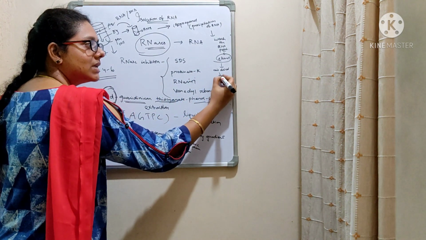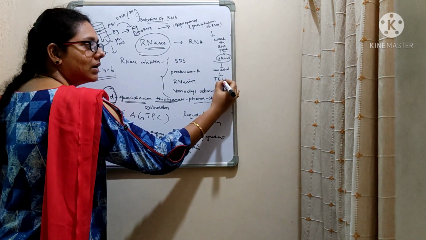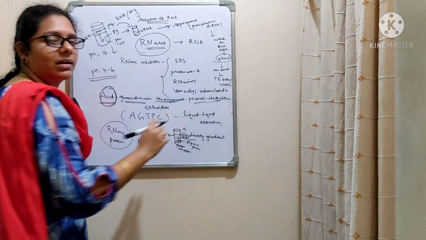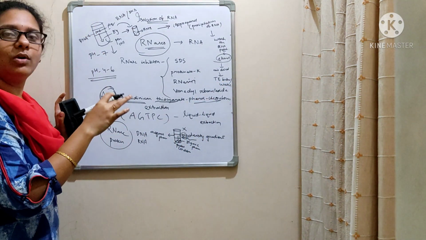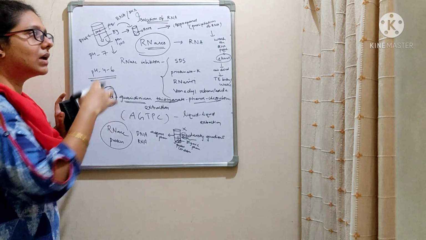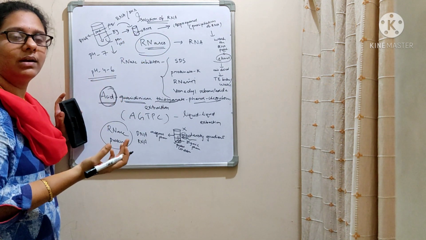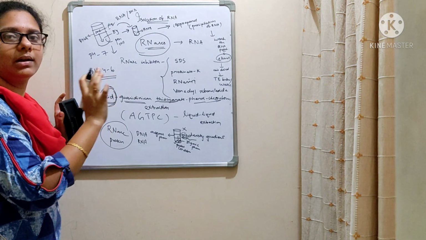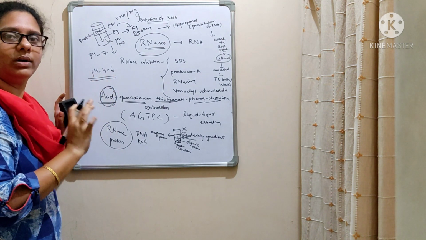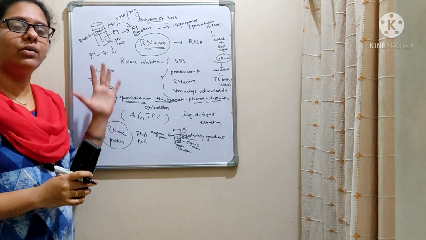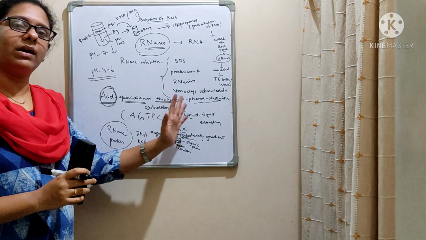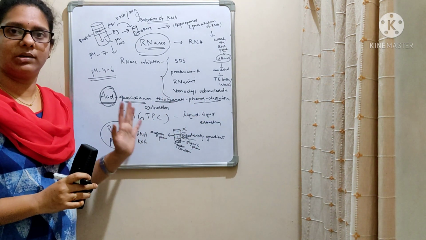That air dried pellet is again resuspended in TE buffer or in water that is free from RNases. If again the water is contaminated with RNases, your product may get degraded. So to avoid that problem, you have to resuspend the isolated RNA pellet in sterile water. This is how we are going to isolate RNA by the acid guanidinium thiocyanate phenol chloroform extraction method.